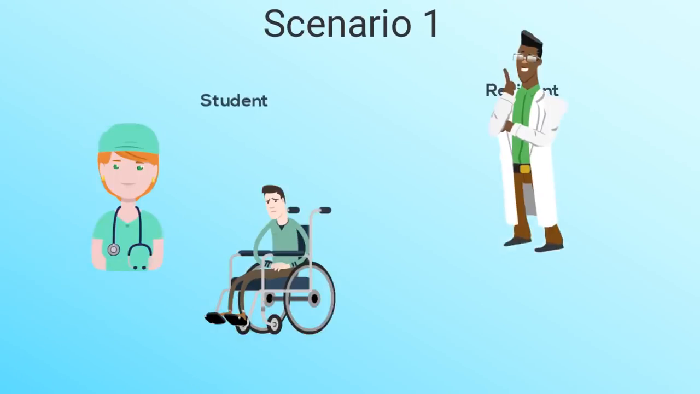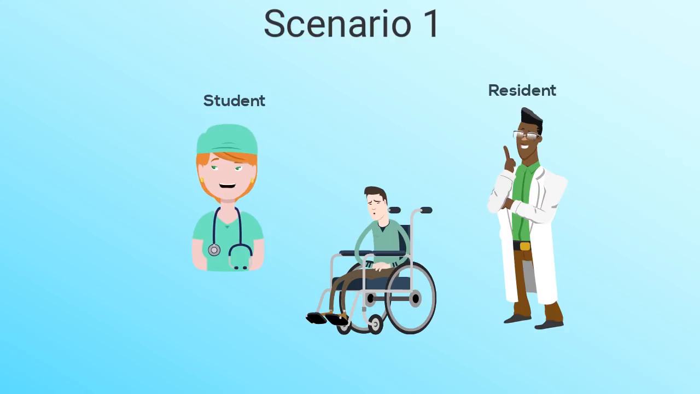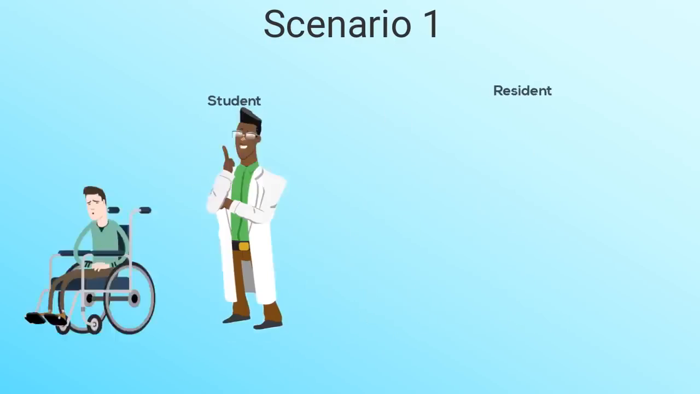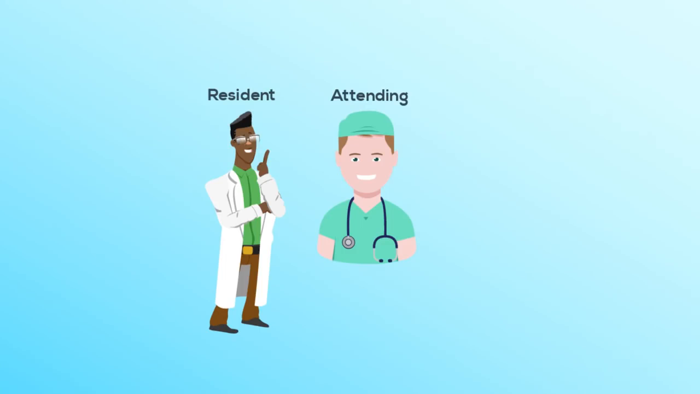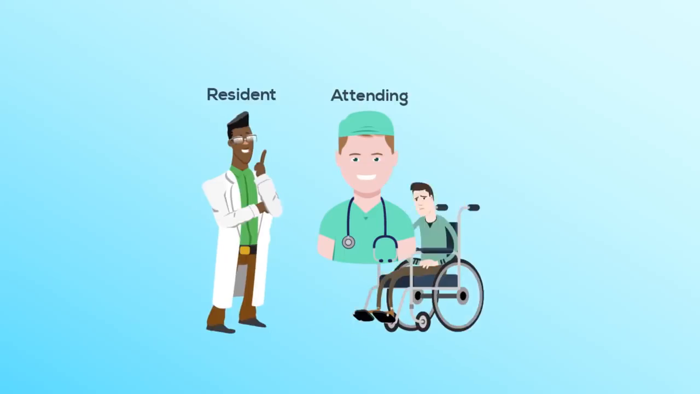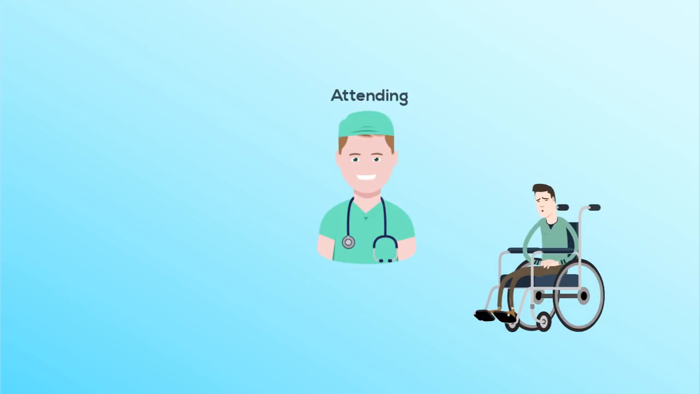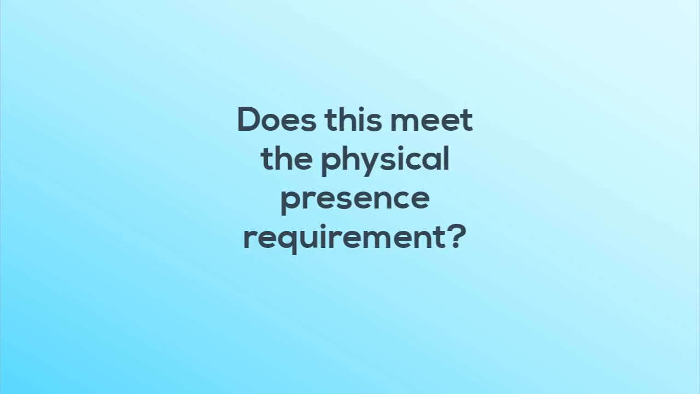Scenario 1. A student and a resident see a patient together. The student performs the primary history and exam. The resident asks a few additional questions and performs their own exam. The resident presents to the attending, and the attending evaluates the patient alone later. Does this meet the physical presence requirement?